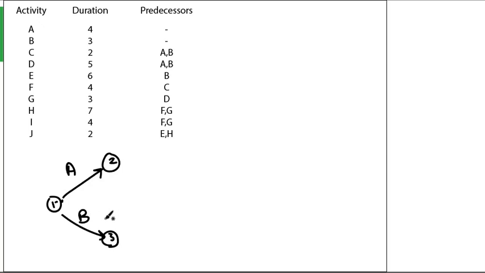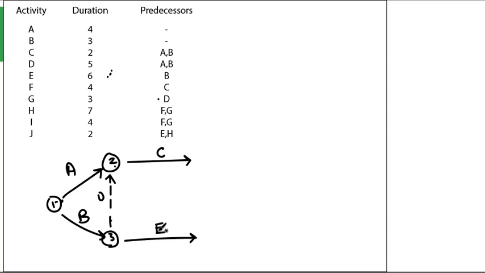So C comes from A and B, D comes from A and B, and E comes from B. See, E is coming only from B, so the arrow should go like this. This is the dummy activity which has duration 0. So C comes from A and B, and E comes from only B.